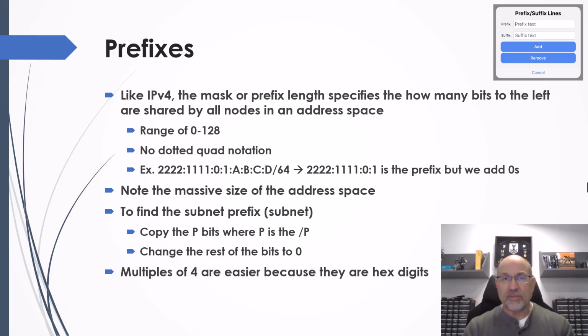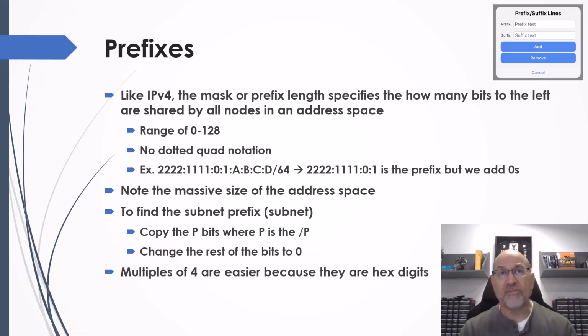Now the /64 as a network size, how many hosts do you have on that? Well, you have 64 bits of address space for hosts. So the address space is enormous. So there's a formula or a rule of thumb here. Copy the P bits where P is the /P. So in this case, the P is 64. Change the rest of the bits to zeros. So I would copy the first 64 bits here, right? Change the rest of the bits to 0, and that would be the prefix. So that's how you figure out what it is.